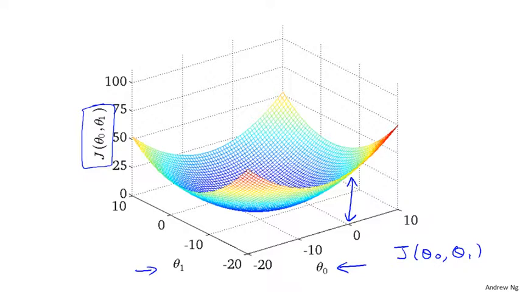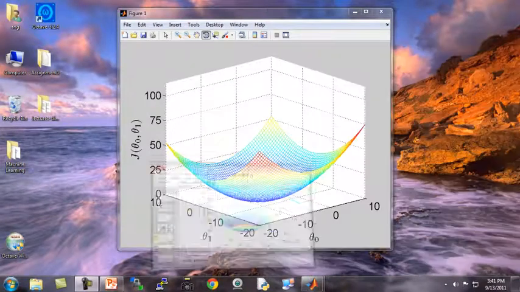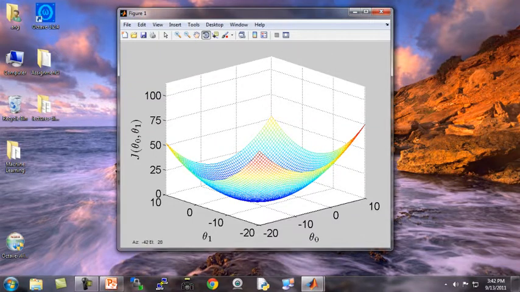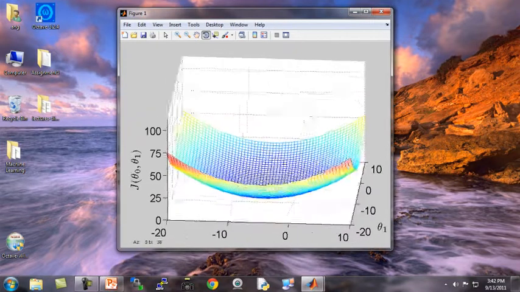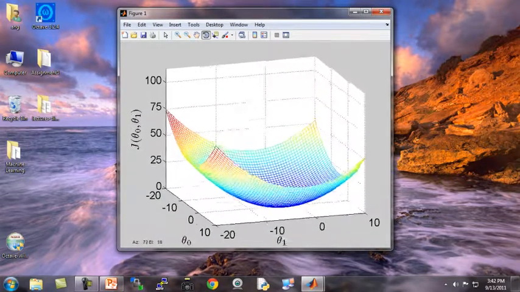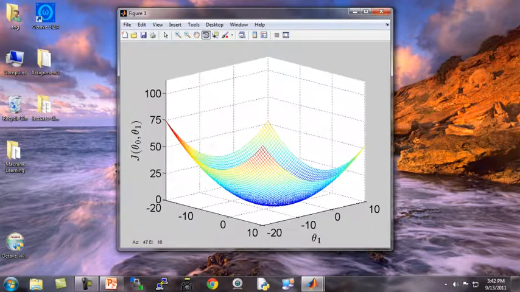Let me show you the same plot in 3D. So here's the same figure in 3D with axes theta 0, theta 1, and vertical axis J of theta 0, theta 1. If I rotate this plot around, you get a sense, I hope, of this sort of bow-shaped surface. That's what the cost function J looks like.